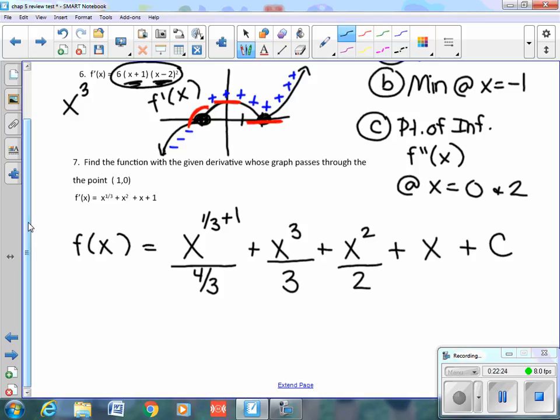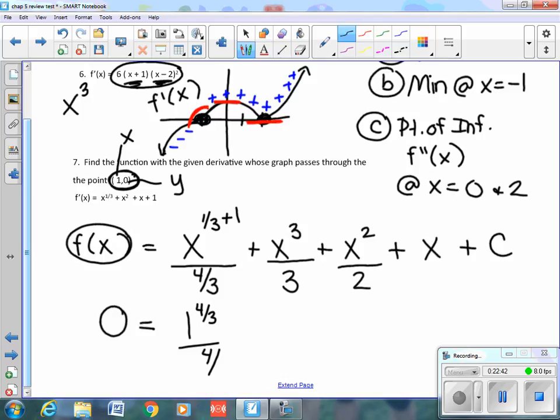So when you find the f of x, you just add 1 and divide by the number. Now all they want you to do is plug these numbers in. Well, 0 stands for y, and this stands for x. So in place of f of x, I put 0. In place of all the x's, I put 1. So 1 raised to the 4/3 divided by 4/3, plus 1 to the third is 1/3, 1 to the second is 1/2, plus 1 plus 6.